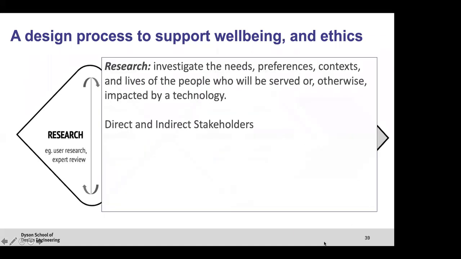The first one, research, investigates the needs, preferences, contexts, and lives of the people who will be observed or who are going to be using this particular technology. Actually, not just using, because this could include the direct stakeholders, the people who use the platform, but also the indirect stakeholders, who are people who will be influenced by it but not directly interacting with the platform. In this divergent stage, you are trying to broaden your view and your understanding about these different groups of stakeholders. You're trying to understand your problem as well as possible.